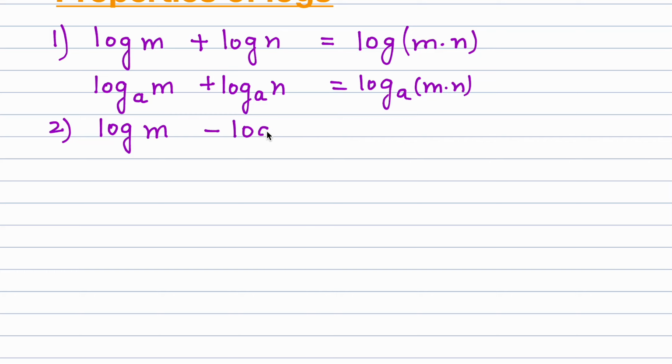So log of m minus log of n, when you have log of some number, then a negative sign in between, and then log of another number, then it is equal to log of m upon n. So if it is logs with a positive sign, then there will be multiplication, and if there is a negative sign in between, then there is a division.